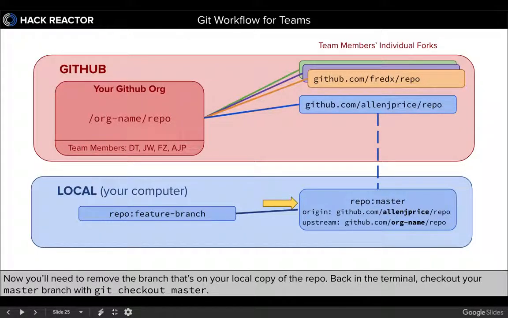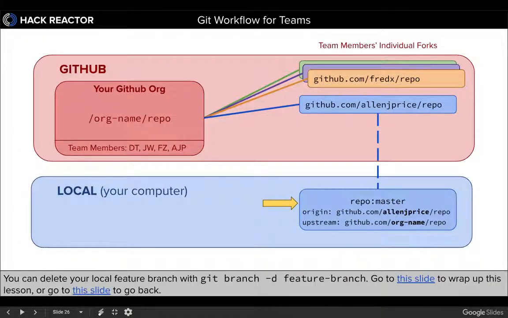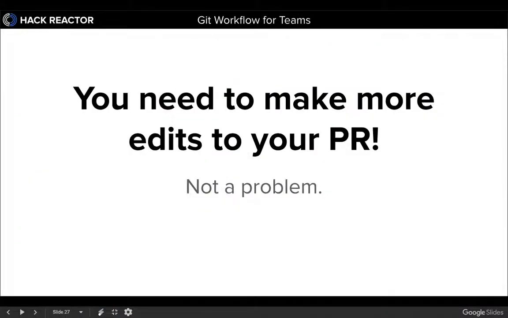Now you'll need to remove the branch that's in your local copy, also on your local machine. You can check out the master branch and then delete the branch. You should delete it first. How? You deleted it. No, locally. Here, git branch -D. You delete it locally. Dash D will delete the branch.